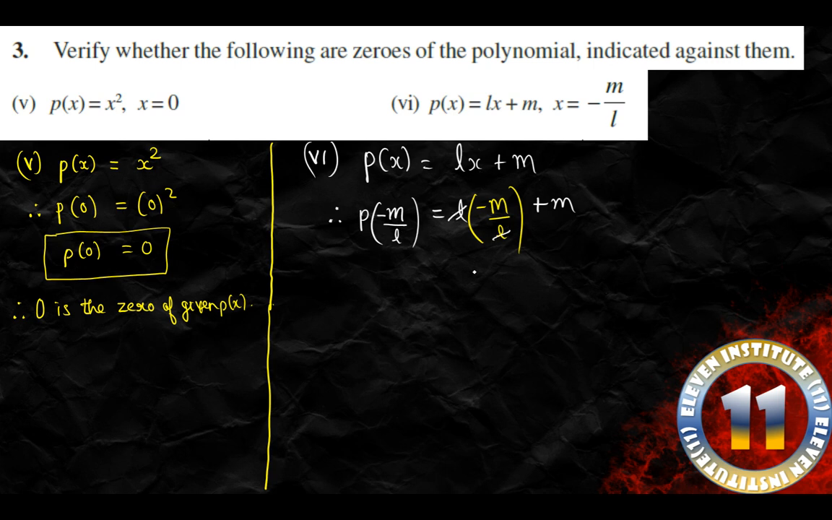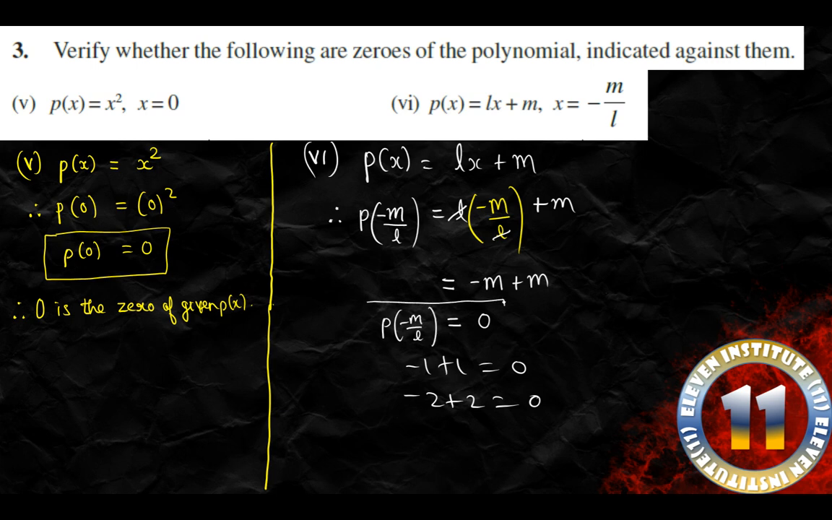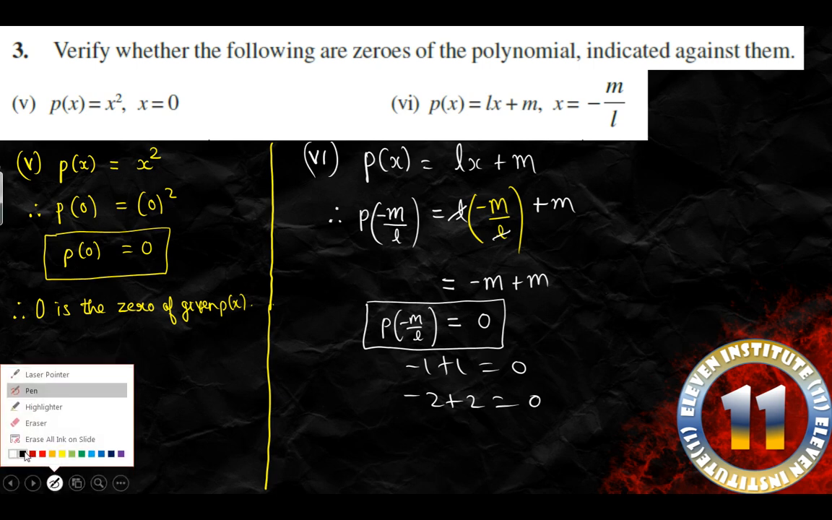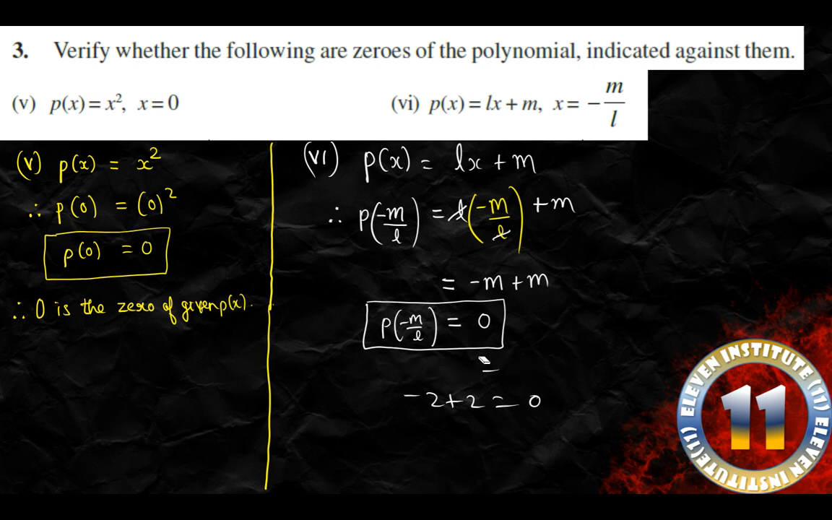Now this l and this l will cancel each other. So what we get is minus m plus m. Now minus 1 plus 1 is 0. Minus 2 plus 2 is 0. Similarly, minus m plus m is also 0. A positive term and negative term with the same value will cancel out each other. So P of minus m upon l is equal to 0. So again we get 0 over here by putting the particular value of x. So that particular value of x is known as 0 of our polynomial.